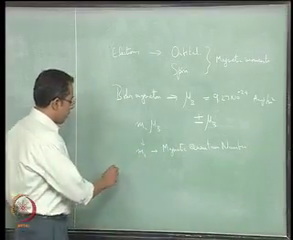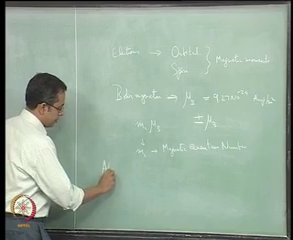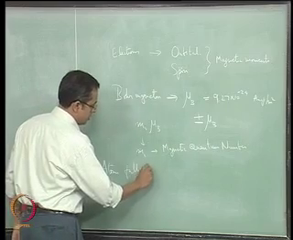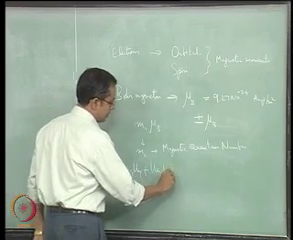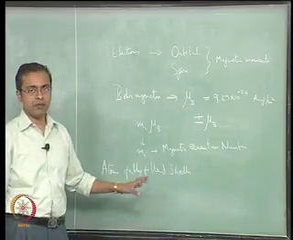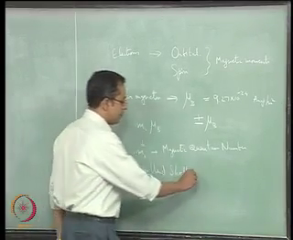So in fact for atoms which have fully filled electron shells, the net magnetic moment is 0.